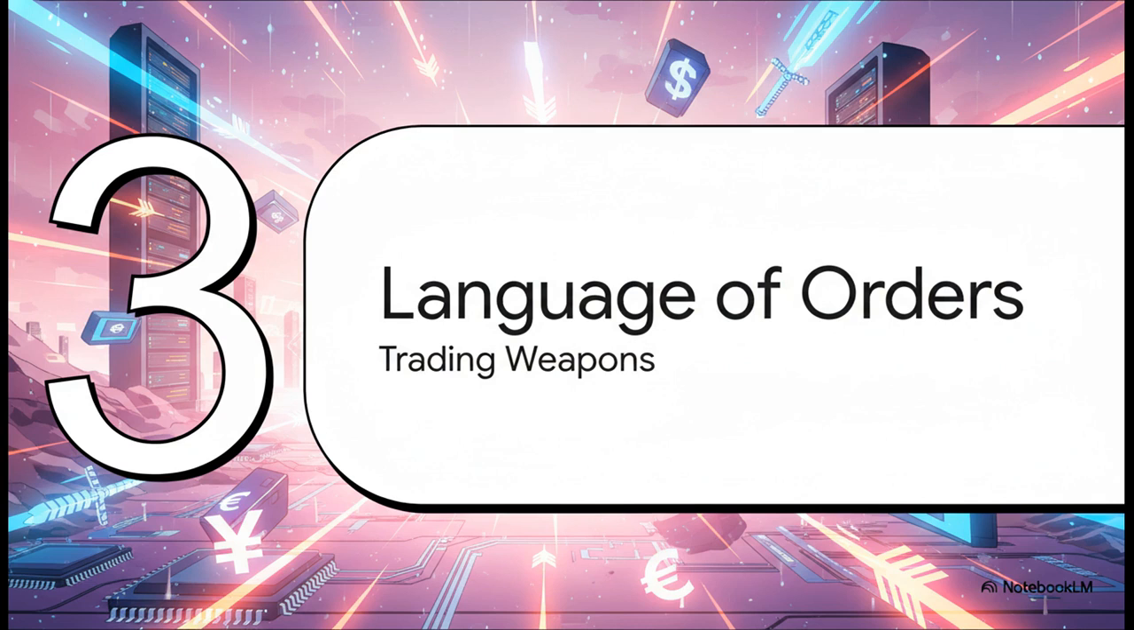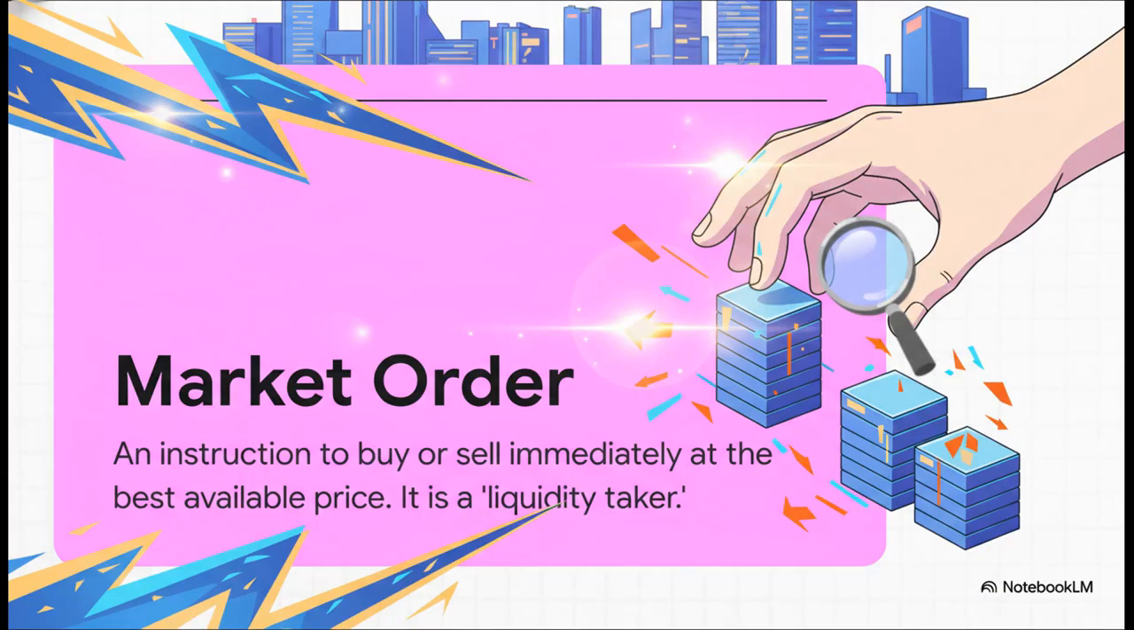Section 3, the language of orders, the weapons of the microscopic battlefield. So, if the order book is the battlefield, then the orders themselves, those are the weapons. Let's break down the two most fundamental types. First up, you've got the market order. This is the simplest, most aggressive command there is. It's basically you screaming, "Get me in or out right now. I don't care about the exact price, just do it." It's all about speed. And when you use a market order, you are what we call a liquidity taker. You're consuming the orders that other people have put on the book.